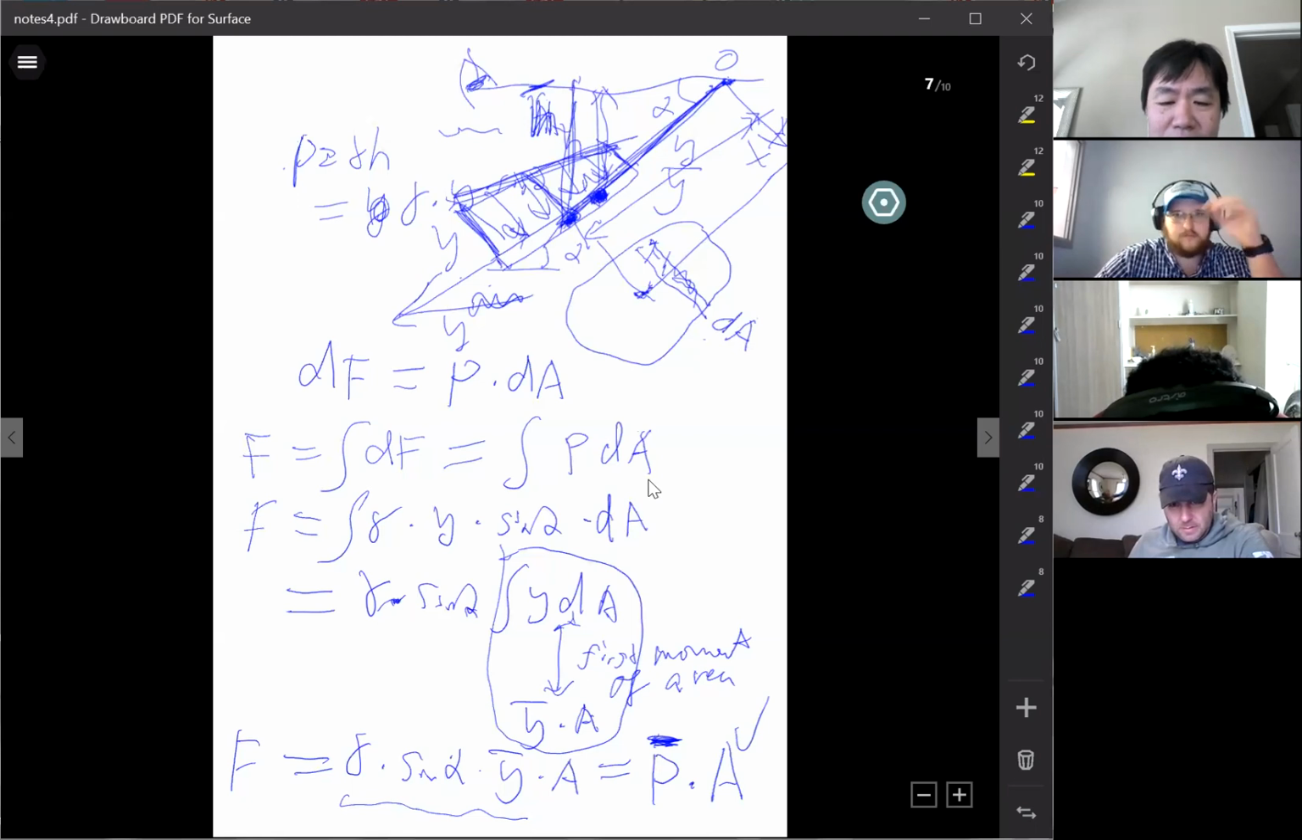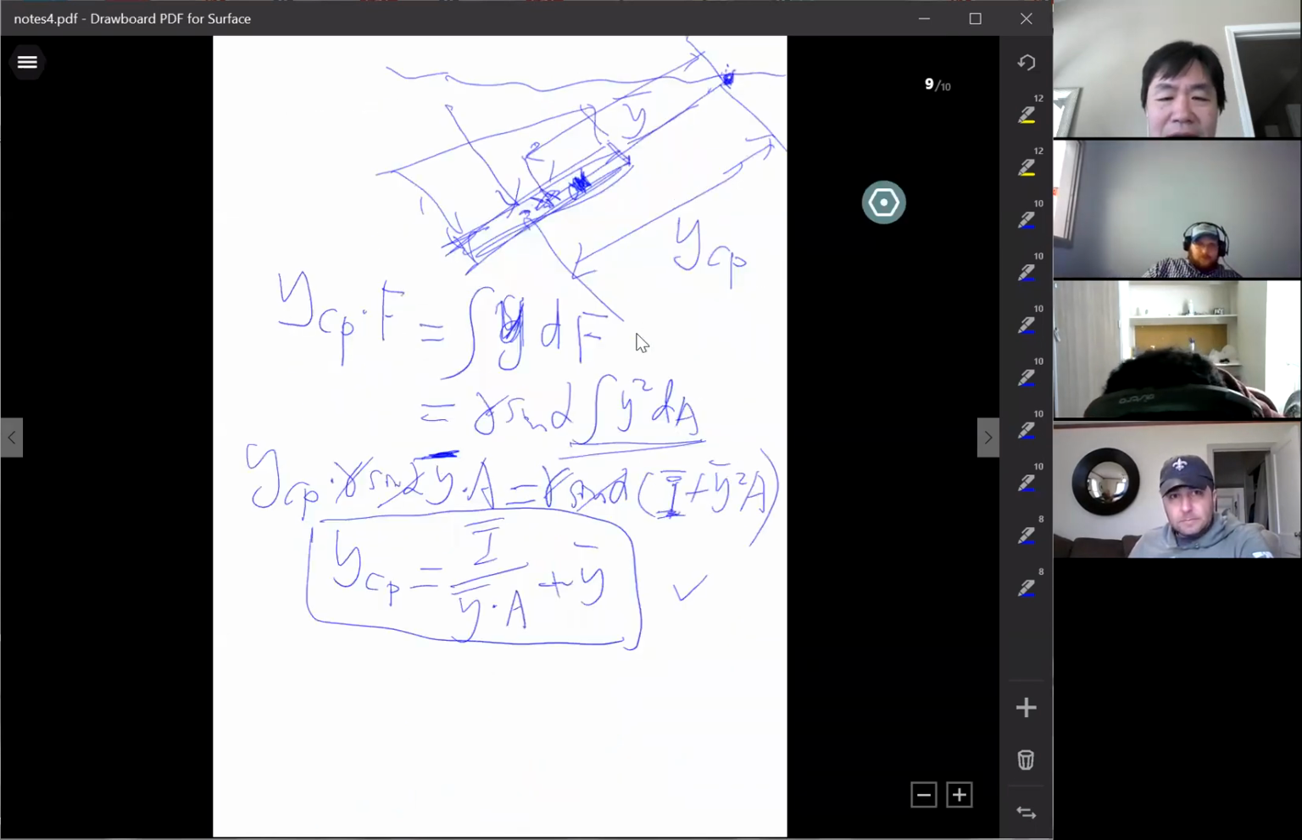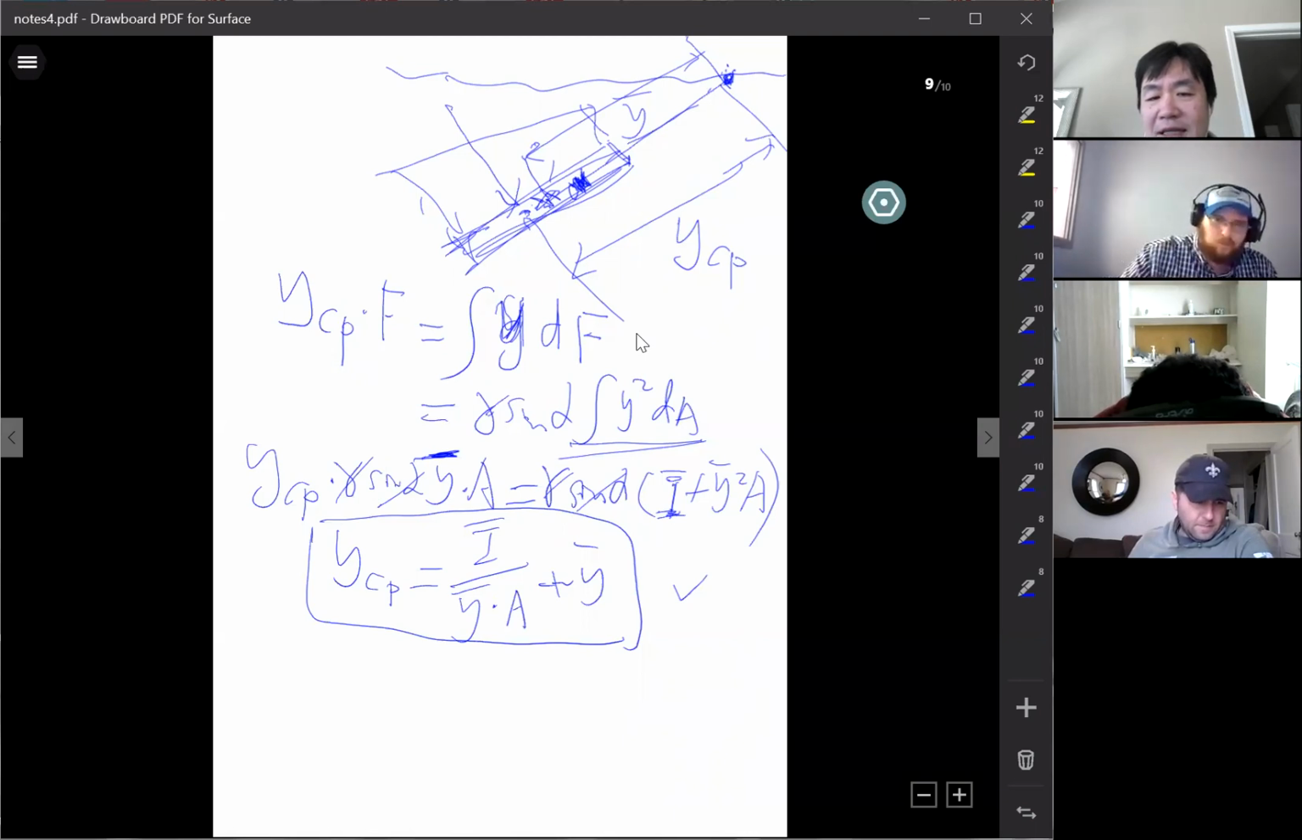Okay, so this is the force. Then we have an example here. Then this is the force location. It's a distributed force. So if you want to use one combined force to represent the distributed force in the free body diagram, you need to know where this combined force is applied. Where you draw this arrow pointed to, that location.